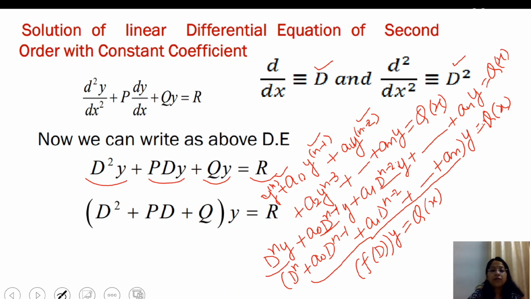Alright, so we have to learn to solve. Why have I written like this? Because this is going to be very helpful for us in learning the solution, how we are going to find out the solution of these differential equations.